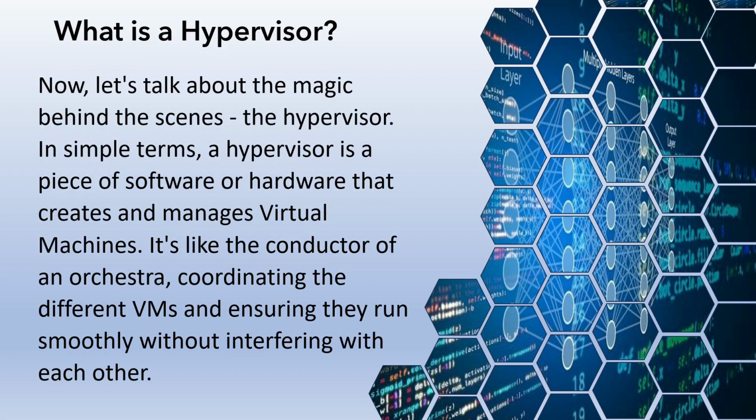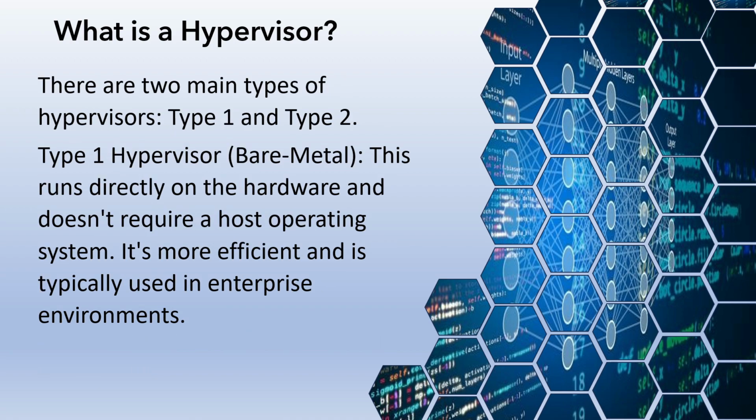Now, let's talk about the magic behind the scenes, the hypervisor. In simple terms, a hypervisor is a piece of software or hardware that creates and manages virtual machines. It is like the conductor of an orchestra, coordinating the different VMs and ensuring they run smoothly without interfering with each other. What is a hypervisor? Well, there are two main types of hypervisors, type 1 and type 2.